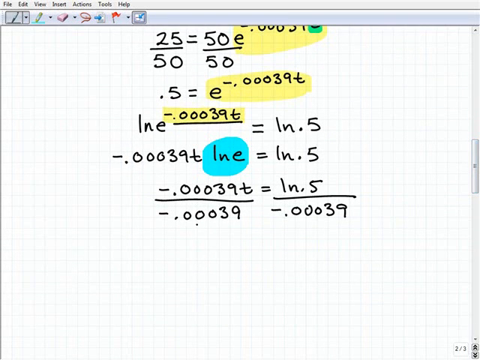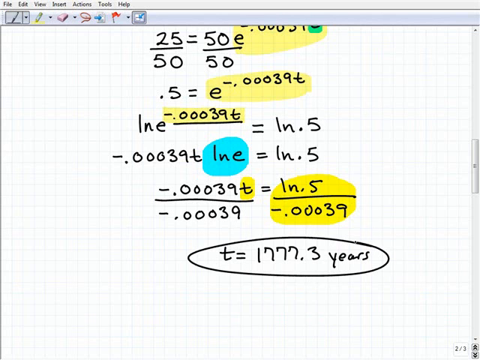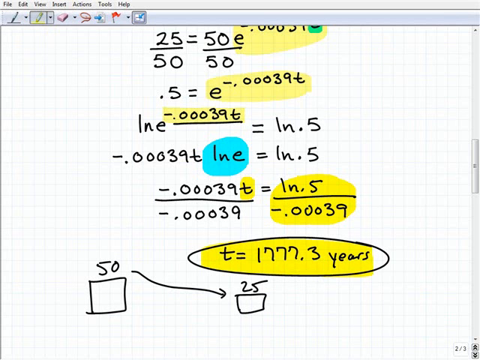So we divided both sides of the equation by negative 0.00039, and what we need to do now is plug this into our calculator, and we will have solved for t. We'll just take a moment and do that. Okay, so t, I'm getting 1777.3, and that is time in years. So we're talking 1,777 years for 50 grams to dwindle down to 25 grams, and this is, of course, uranium. That's the half-life. This is the half-life of uranium.